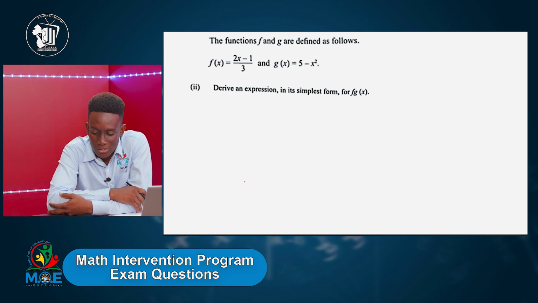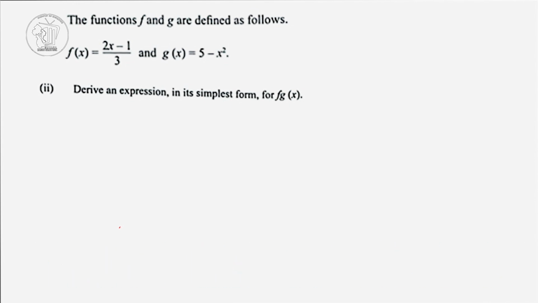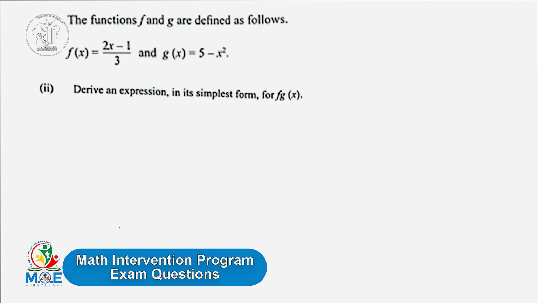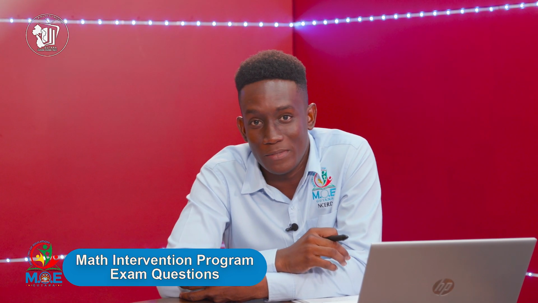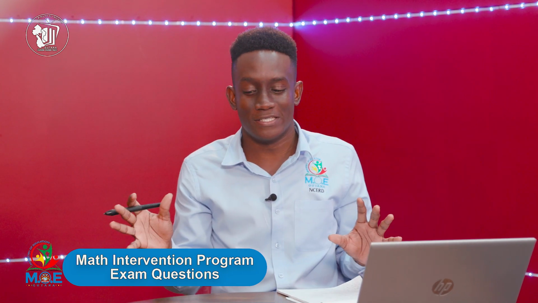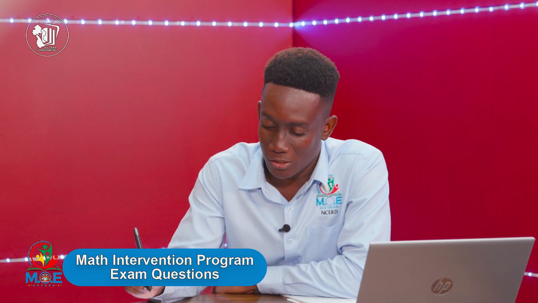This question says, the functions f and g are defined as follows. f of x is equal to 2x minus 1 all divided by 3, and g of x is equal to 5 subtract x raised to the second power, the same set of functions as just now. So this one says derive an expression in its simplest form for fg of x. So all they're asking us to do here is to find fg of x. When they say derive, they mean work it out and find fg of x. That's all they say. So don't be carried away with the word derive. So we want to find fg of x.